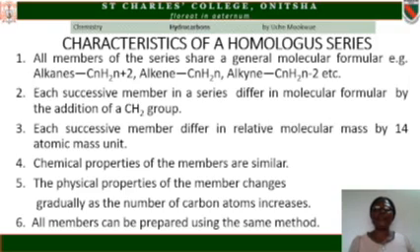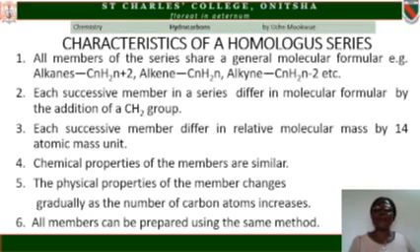Number 3, each successive member differs in relative molecular mass by 14 atomic mass units. In CH2, C is for carbon. Carbon has an atomic mass of 12. Hydrogen, H2, is 2. If you add 12 to 2, you get 14. Number 4, the chemical properties of the members are similar, meaning that the members behave alike. Number 5, the physical properties of the members change gradually as the number of carbon atoms increases.